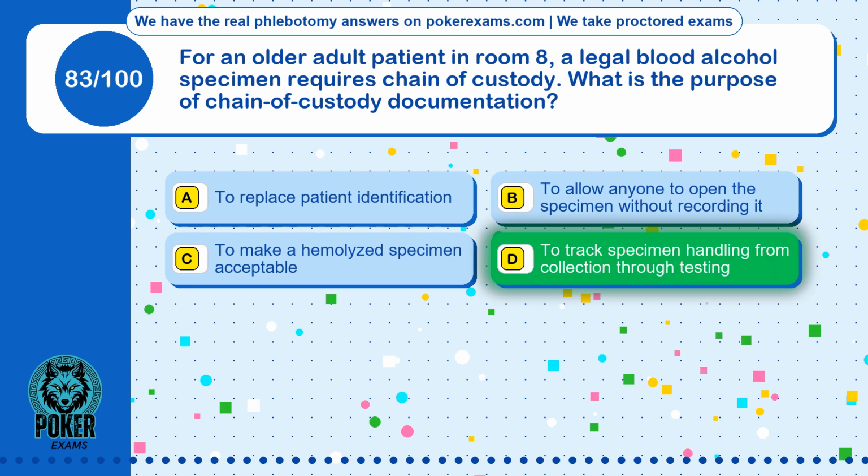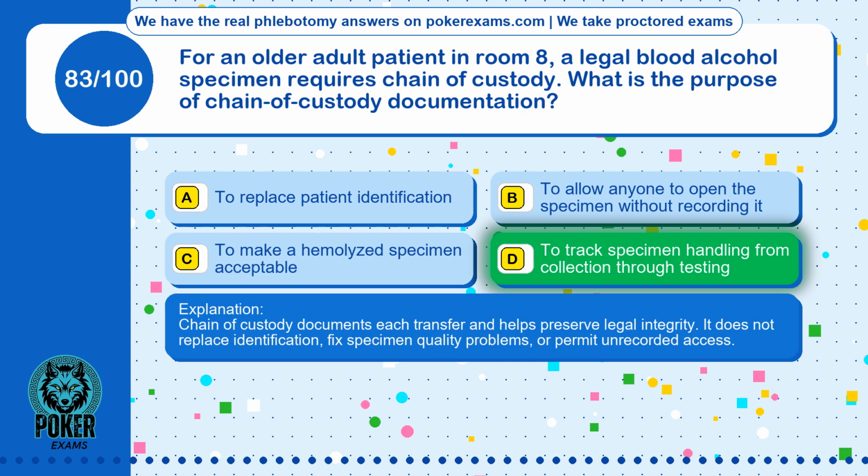The correct answer is option D. To track specimen handling from collection through testing. Chain of custody documents each transfer and helps preserve legal integrity. It does not replace identification, fix specimen quality problems, or permit unrecorded access.